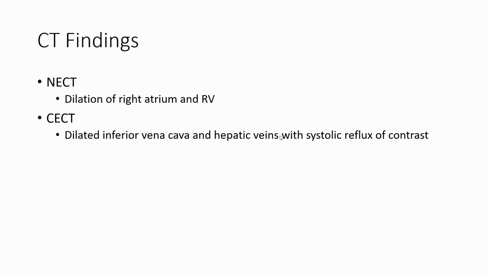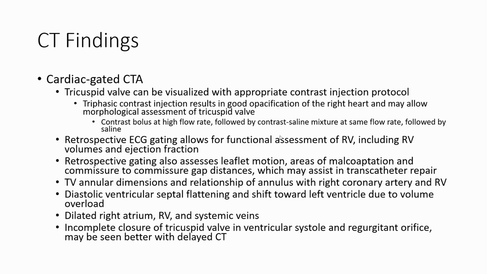CT findings: non-contrast enhanced CT can find dilated right atrium and right ventricle. Contrast enhanced CT can find dilated inferior vena cava and hepatic vein with systolic reflux of contrast. With cardiac gated CTA, the tricuspid valve can be visualized with an appropriate contrast injection protocol. Retrospective ECG gating allows for functional assessment of the right ventricle, including right ventricle volume and ejection fraction.